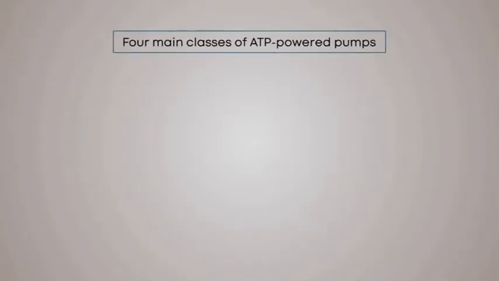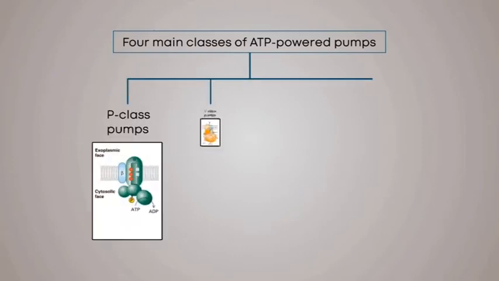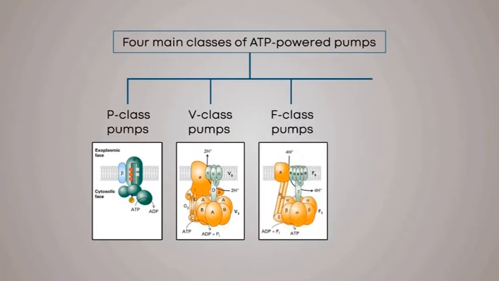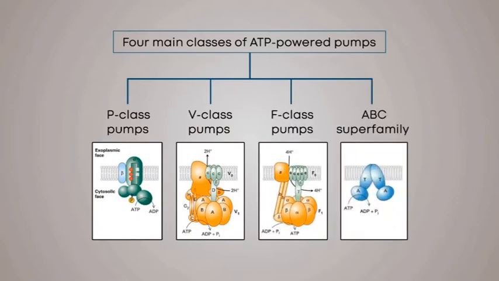There are four main classes of ATP powered pumps. They are P class, V class, and F class pumps, and the ABC superfamily of transporters. The members of three classes, P, V, and F, and also some members of the ABC superfamily transport only ions. Most members of the fourth class, the ABC superfamily, transport small molecules such as amino acids, sugars, peptides, lipids, and other small molecules including many types of drugs.